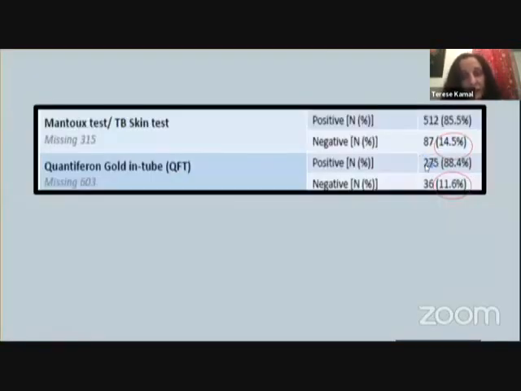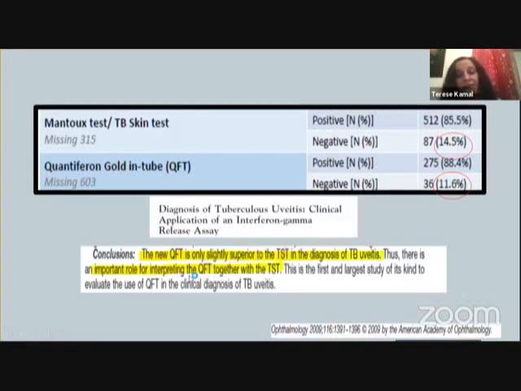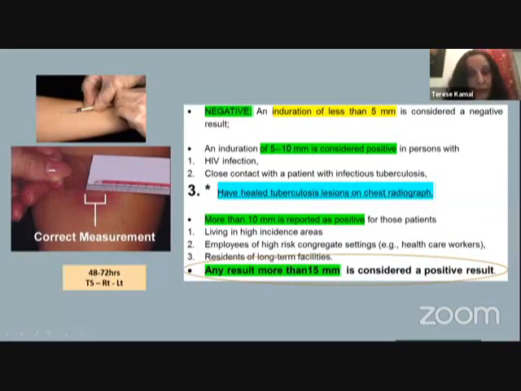In the COT study, they found that the positive TB skin test was 85%, and the quantiferon TB gold test was 88%. And previously in the literature, they found that the quantiferon is just slightly superior to the tuberculin skin test, and they advised that we should use both of them hand in hand to help us interpret our results and try to get to a diagnosis. The tuberculin skin test has to be done by people who are trained to do it, because we have a problem with how the tuberculin skin test is done and read in Egypt.